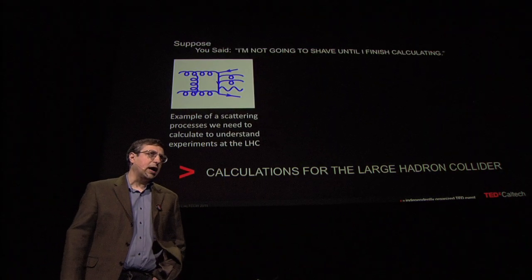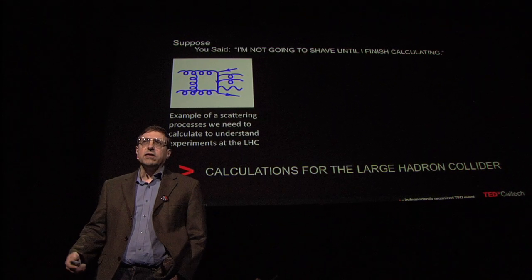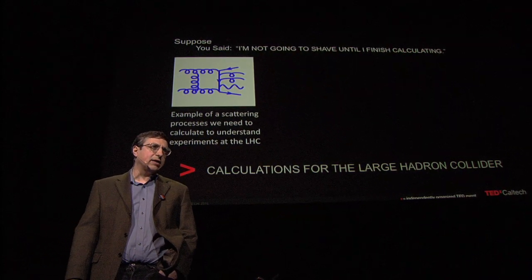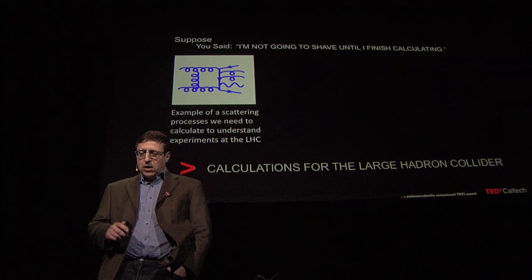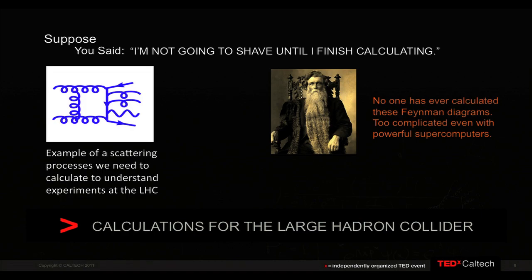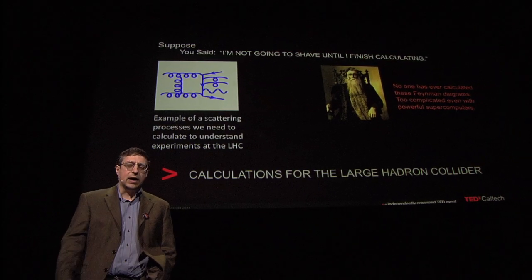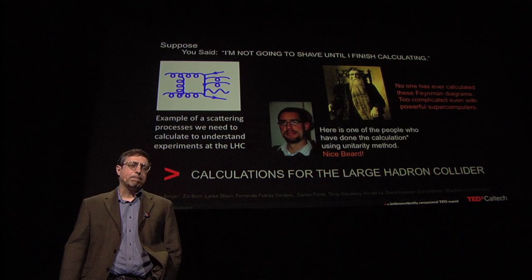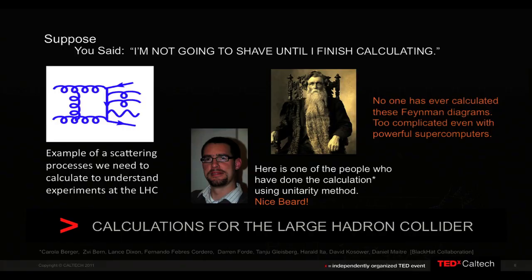And in fact, this is one of the diagrams that are needed to understand certain aspects of the experiments that are ongoing at the Large Hadron Collider today. Well, after some amount of time, you'd look like Longbeard here, because no one has ever done this Feynman diagram. It's too complicated, even on the most powerful supercomputers, and this is despite intensive effort from many groups around the world. On the other hand, with this new method, this unitarity method, the calculation has been done. In fact, one of the fellows who has done the calculation is up on the screen, and I want to point out that he's got quite a nice-looking beard.